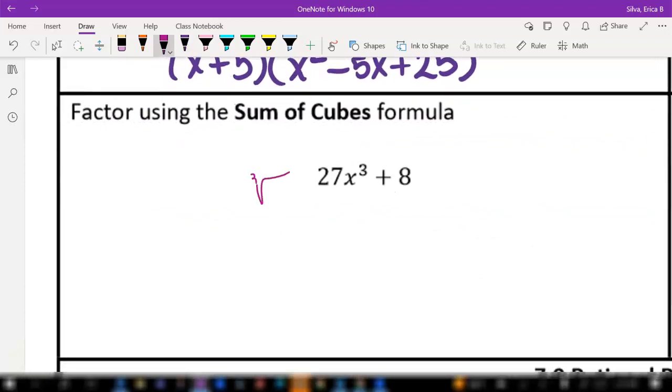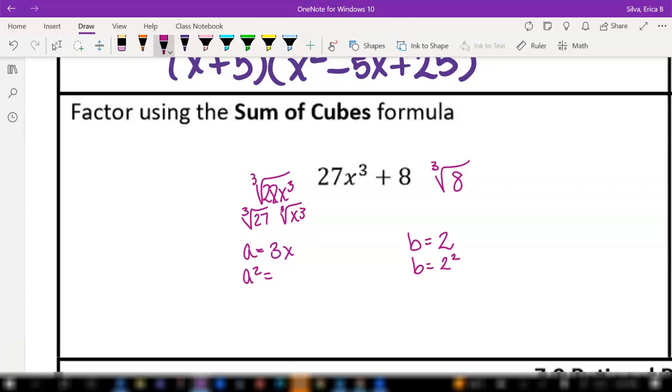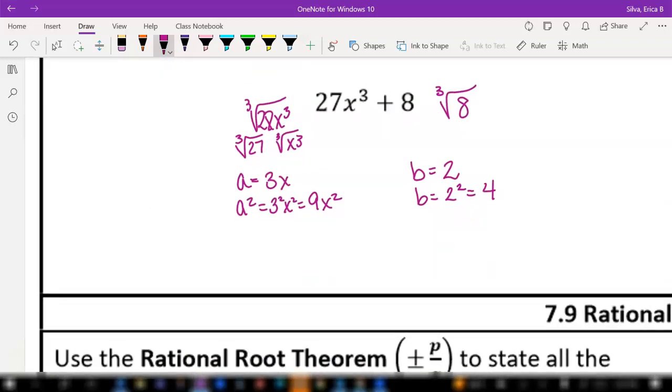We're going to do the cubed root of 27x cubed, and then the cubed root of 8. When we do the cubed root of 27x cubed, it's basically doing the cubed root of 27, which is 3, and the cubed root of x cubed is x. Then my b is going to be the cubed root of 8, which is 2. We're going to square the a and square the b. So my a squared is 3 squared x squared, and that gives us 9x squared. And this is 2 times 2, which is 4, or 2 squared is 4.